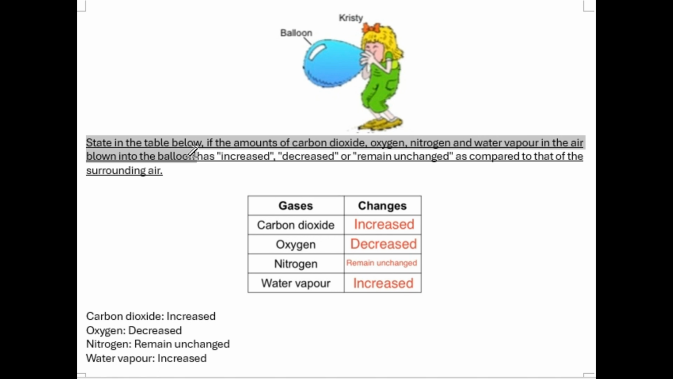State in the table below if the amounts of carbon dioxide, oxygen, nitrogen and water vapor in the air blown into the balloon has increased, decreased or remain unchanged as compared to that of the surrounding air. Carbon dioxide increased. Oxygen decreased. Nitrogen remain unchanged. Water vapor increased.